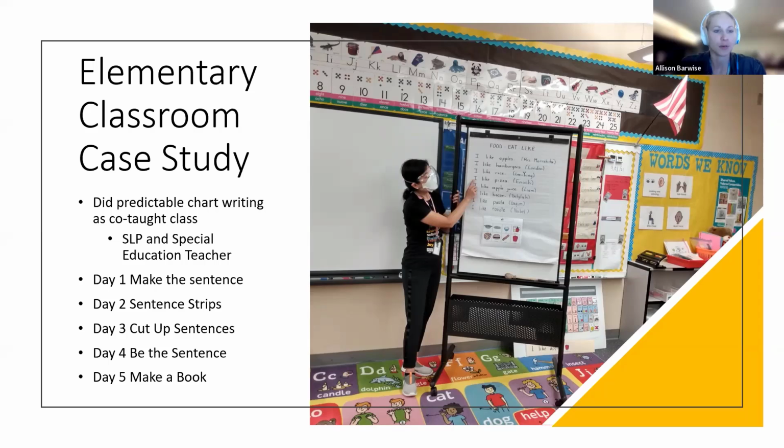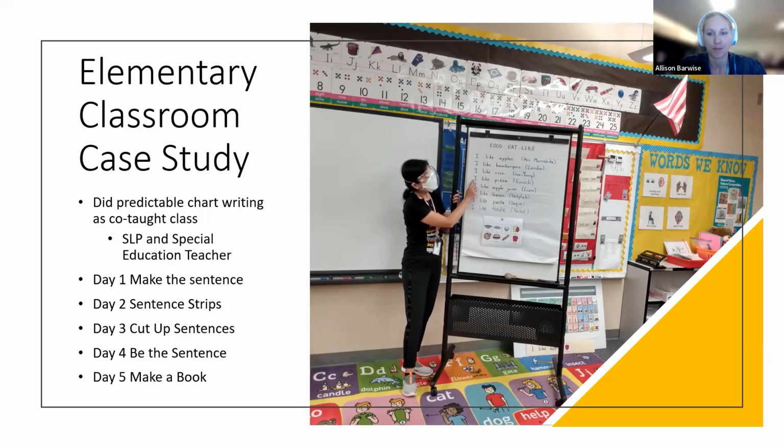For those of you not familiar with predictable chart writing, it goes through a sequence of five days where you make a sentence, you have the sentence strips, you cut up the sentences, the students get to be the sentence, and then they make a book with it. This group, the SLP and the teacher, did a fantastic job working together to support this initiative, and they tied it to the general ed themes within the classroom.